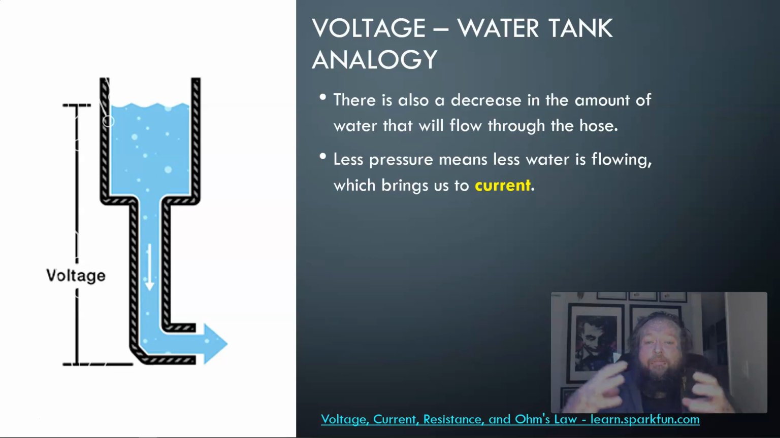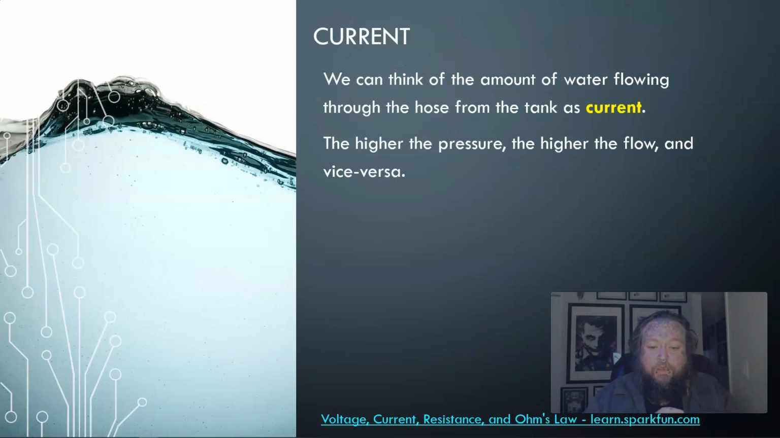So that tank and the pressure inside of that, the water levels and what's going to flow through it, you can think of that as being that voltage. We need that as the first pressure to move things through. But now as things are moving through, we have flow of the actual electrons, or water in this analogy. We refer to that as current, and we measure that in amps. So we can think about the amount of water flowing through the hose from that tank as current.